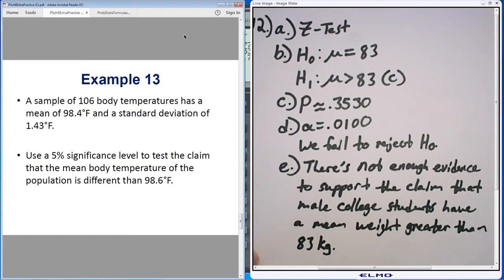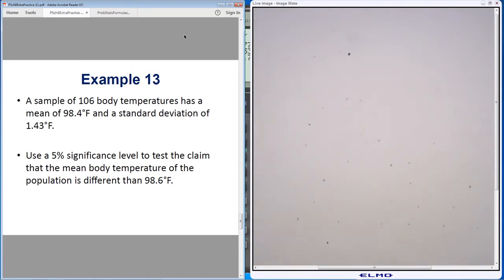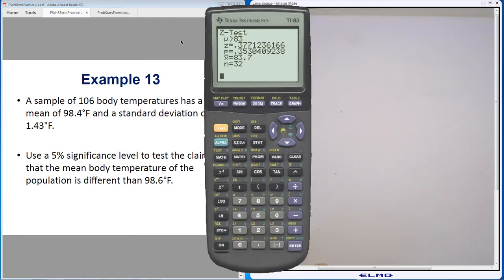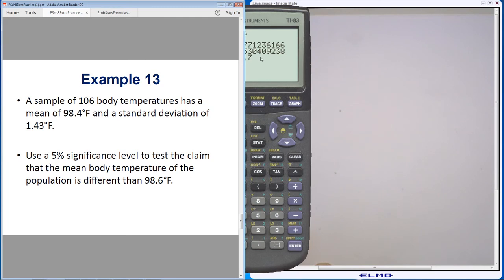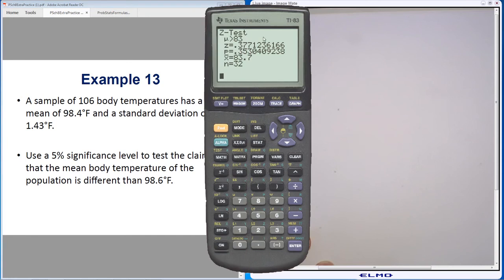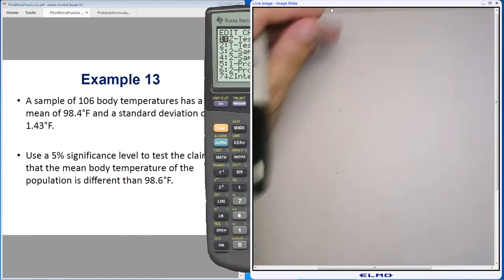Let's do 13. A sample of 106 body temperatures has a mean of 98.4 and a standard deviation of 1.43. Use a 5% significance level to test the claim that the mean body temperature of the population is different than 98.6. All right, number 13.